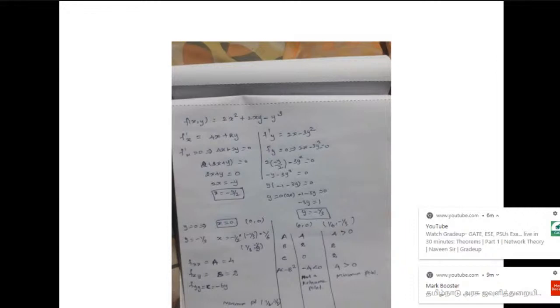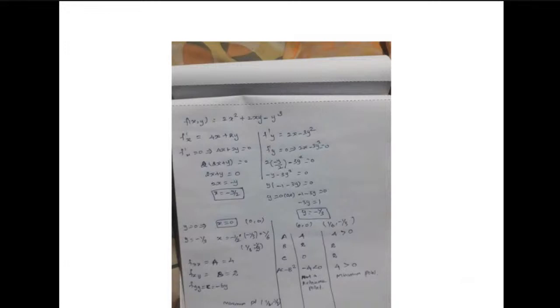We will find the f dash of x first. f dash of x is equal to 4x plus 2y. While differentiating this equation, we will get fxx is equal to 4. So I equate it to capital A. Capital A is equal to 4.